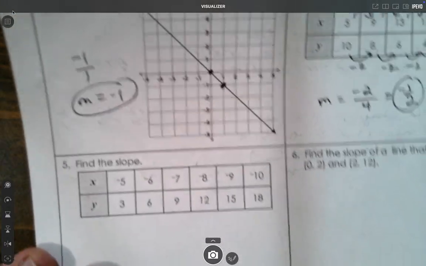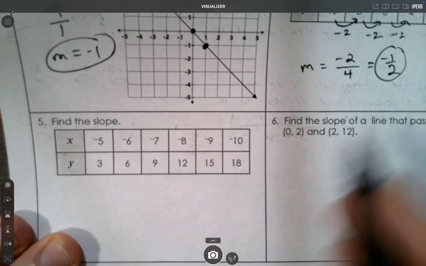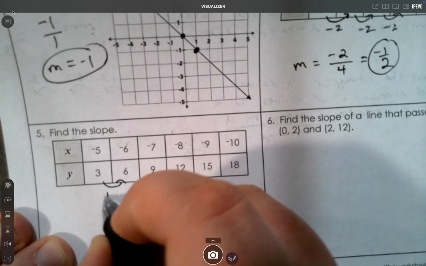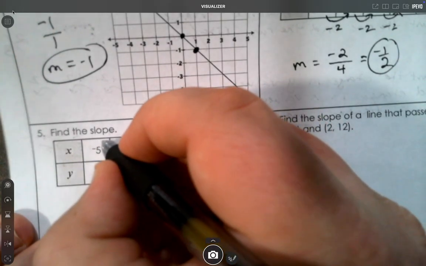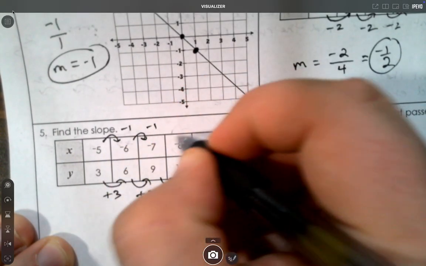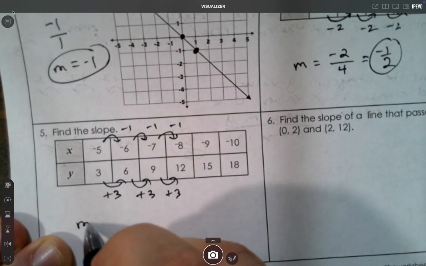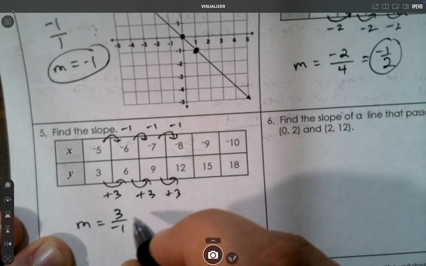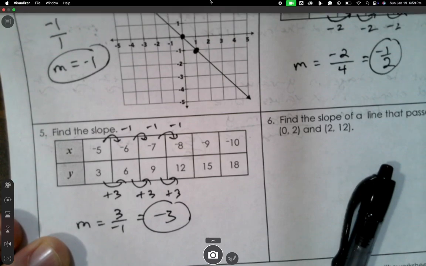Okay, then we look at the same one right here. It doesn't matter if you figure out the x to y first, just as long as you remember the y goes on top, the x goes on the bottom. But I'll just do the y's first. So that's going up 3, up 3, up 3. This one though is going down 1, down 1, down 1. So I would say that the slope is a positive 3 over negative 1. And positive 3 divided by negative 1 is negative 3. So the slope for those is negative 3.